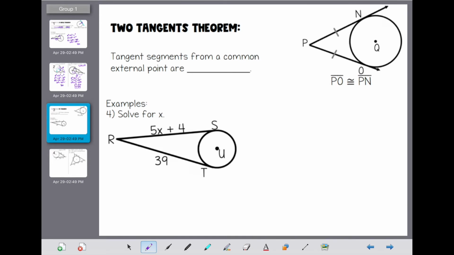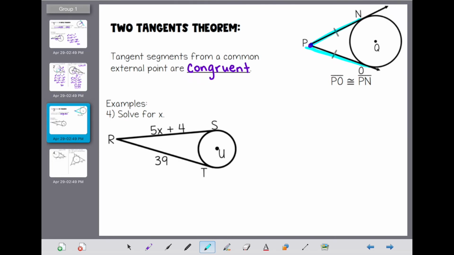Our second theorem involves two tangents. Tangent segments from a common external point are congruent. So if I have my tangents originating from this point here at P, from P to N, and from P to O are congruent to each other.